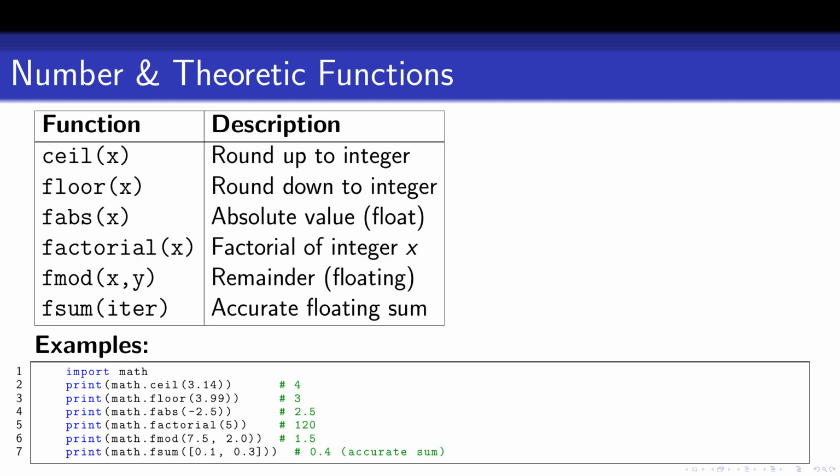Let's begin with number and theoretic functions. These are tools for handling basic mathematical properties of numbers. Functions like ceil and floor let you round numbers up or down to the nearest integer, while fabs gives the absolute value of a floating point number. Factorial, which multiplies an integer by all the positive integers below it, is another example. There are also functions like fmod, which calculates the remainder in floating point division, and fsum, which performs an accurate sum over lists or ranges of numbers.